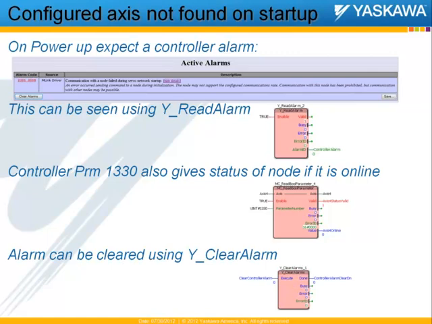Now, any controller-related alarms that relate to an axis not being found or any other controller alarm can be cleared using the Y clear alarm block. So these are some of the building blocks that can be used to detect if an axis is online or the controller found an axis to be online, and if it did not and produce some kind of an alarm, these are some of the blocks that can be used to monitor the situation and get rid of any alarms so that the user can continue with the axes that are present on the machine at that point of time.